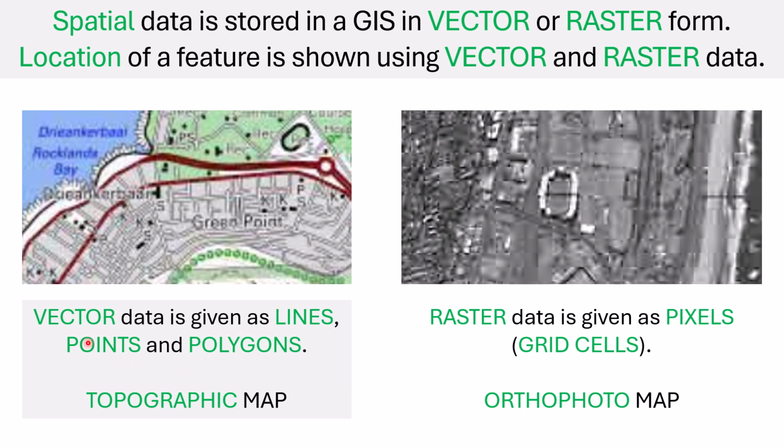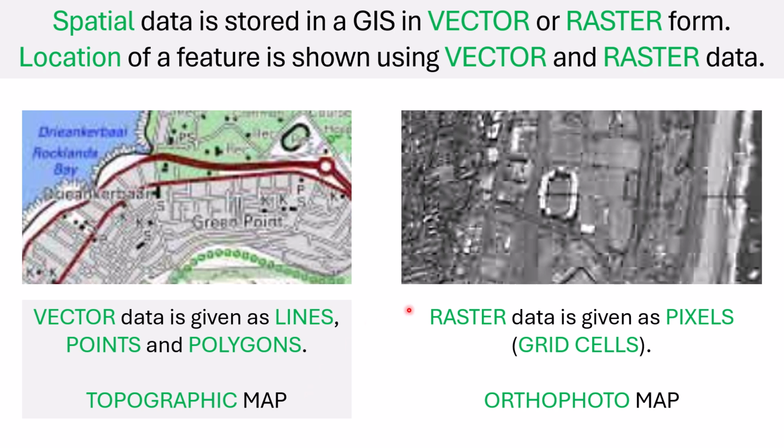Vector data is data or information that is given in the form of lines, points, and polygons. If you look at the topographic map, the data or the information on a topographic map is all given in terms of either a line or a single point or a polygon. Therefore, the topographic map is an example of vector data.